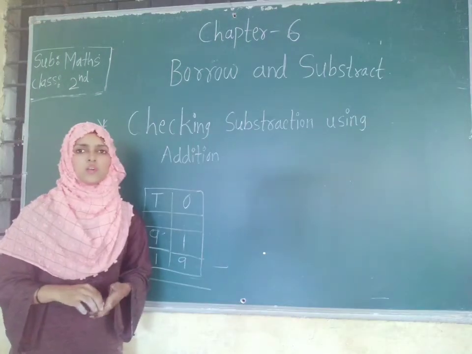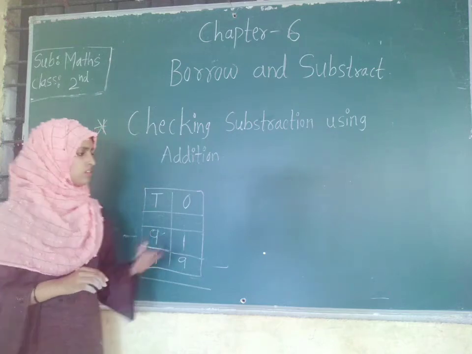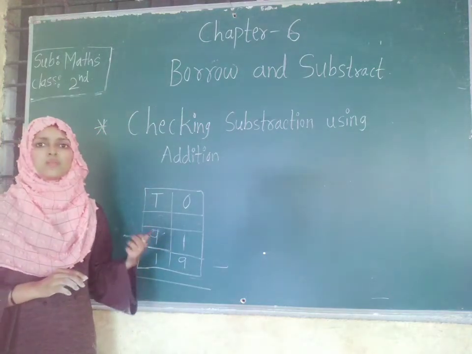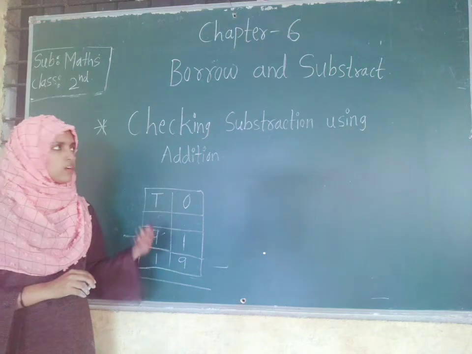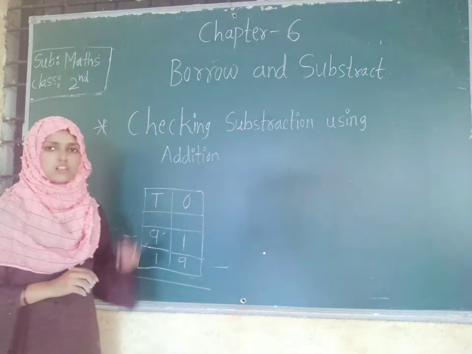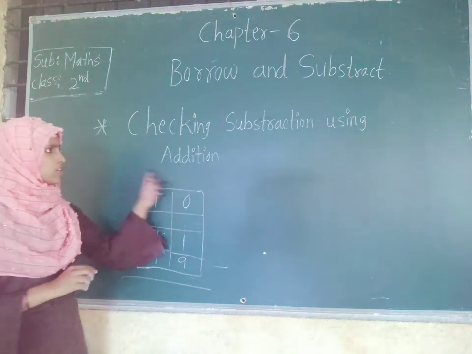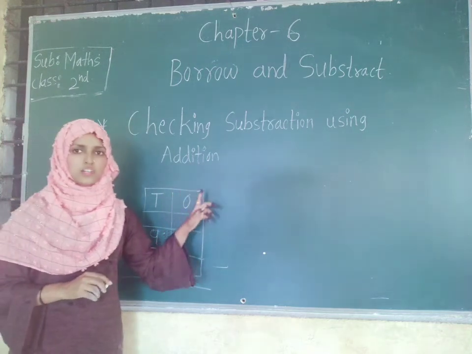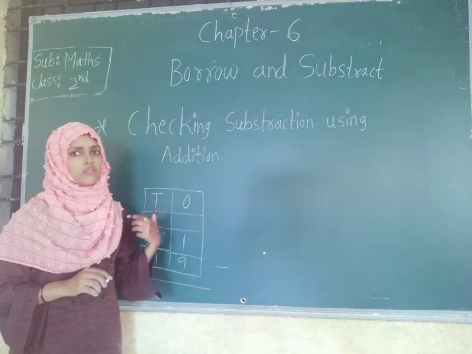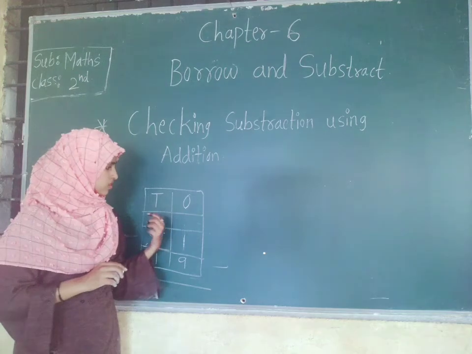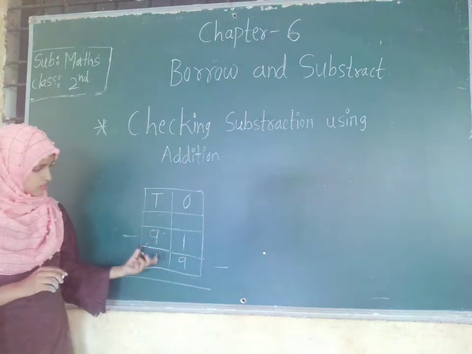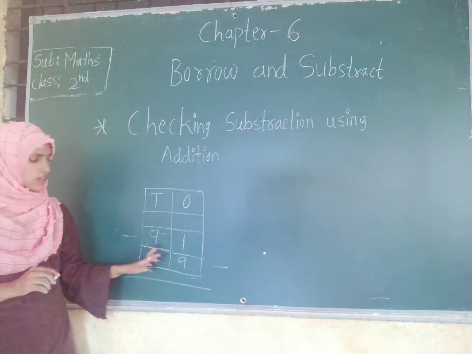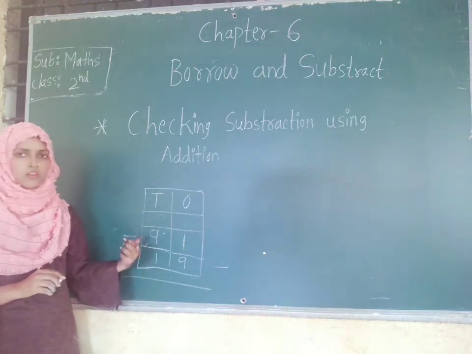So children, how to verify the result of that subtraction? Here they have given one method to verify, to check the given answer or the result. Okay, checking the subtraction using addition. Using addition, how we can verify the result? Okay, so children, before that we will subtract two numbers, that is 91 and 19. First we will do subtraction.